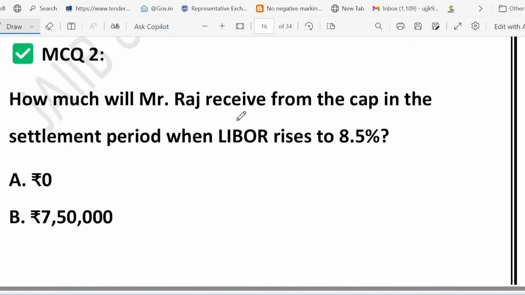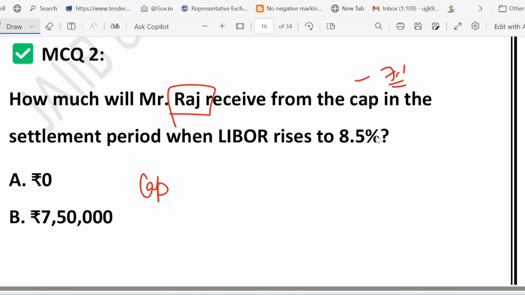Now, the question is, how much does Mr. Raj receive from the cap in the settlement period when LIBOR rises to 8.5%? Very good question. So friends, let's understand the concept first. When LIBOR rises above the cap rate, and the cap rate is how much? 7%. Right. So Mr. Raj gets a payout from the cap seller. This compensates him for the extra interest he would otherwise have to pay on his loan.